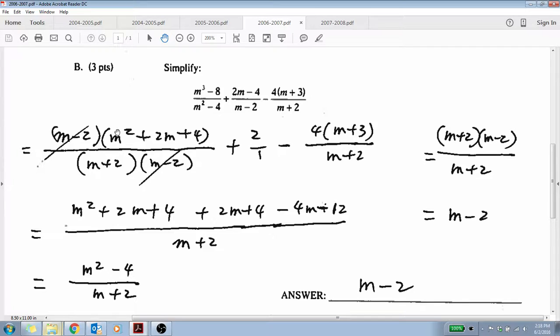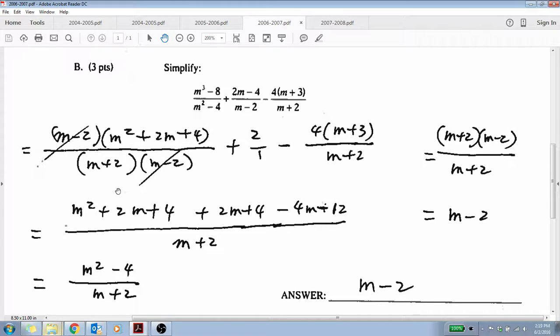Okay, so this will not change, this first term, m squared plus 2m plus 4. This will not change. Neither will the last term, because we already have the denominator of m plus 2. But this can distribute, we get 4m plus 12 if we wanted. So we write that here. And then the 2 over 1 we just need to convert into something over m plus 2. So multiply the top and the bottom by m plus 2. We're going to get 2 times m plus 2, which will give you 2m plus 4 for the top here.